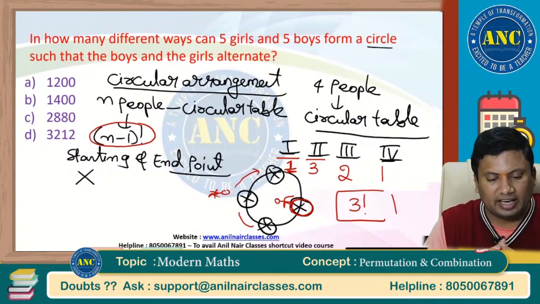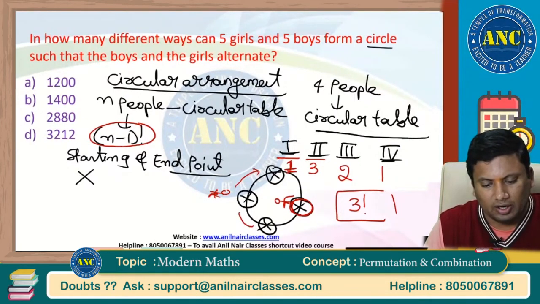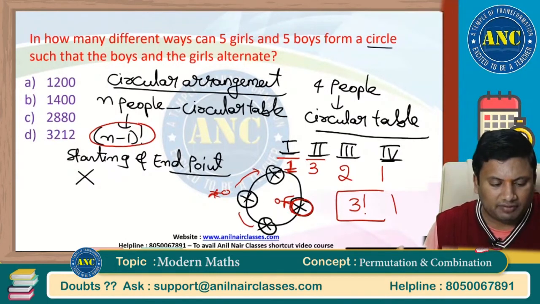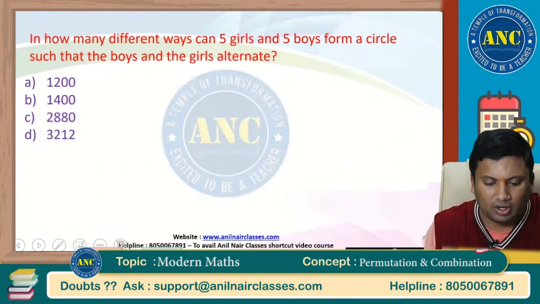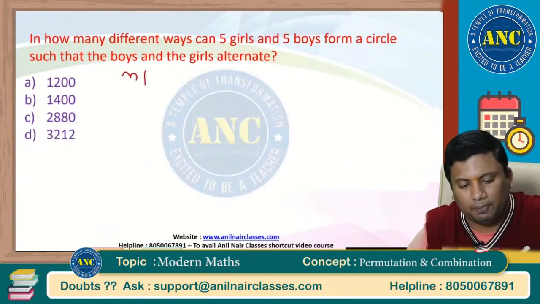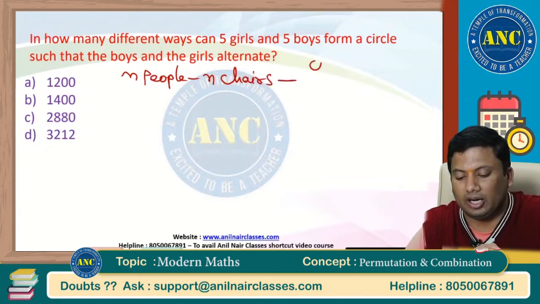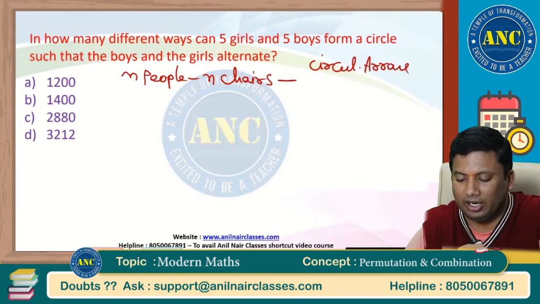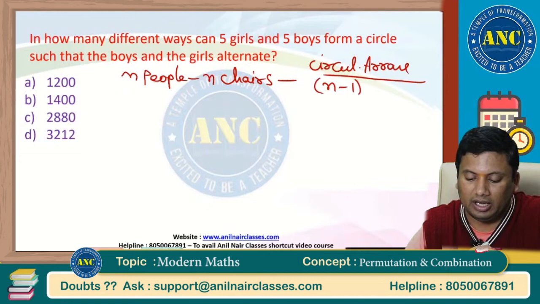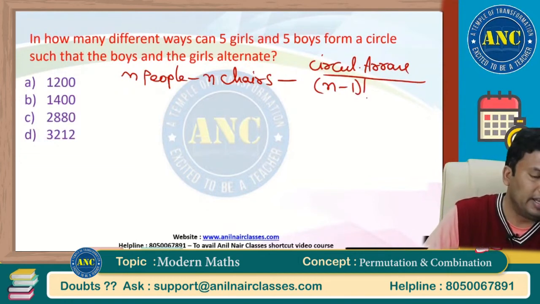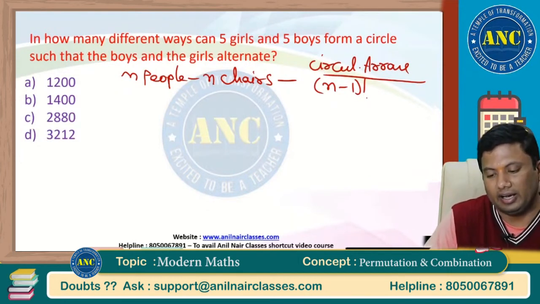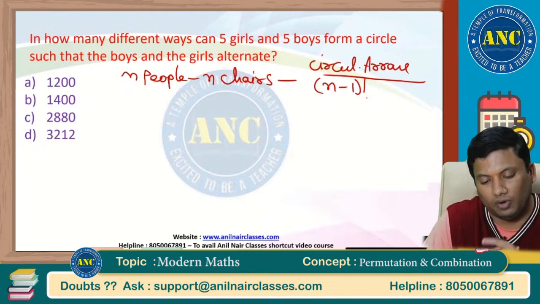I hope the idea is clear, right? Circular arrangement. Everybody kindly reply if this idea is clear. If n people are seated around n chairs in a circular arrangement, why is it n minus 1 factorial? Is the idea clear? The first person can sit in only one way.